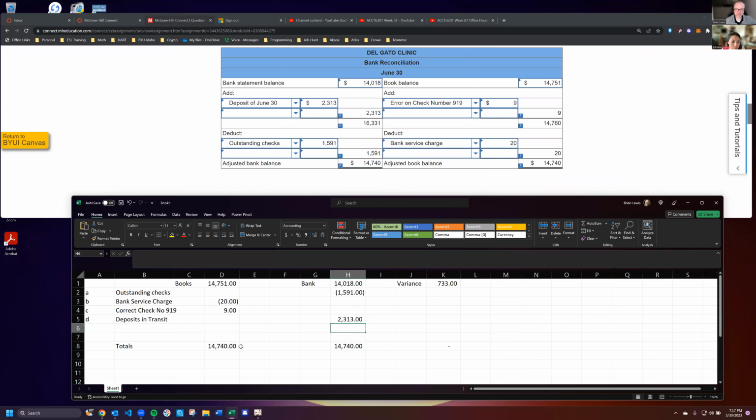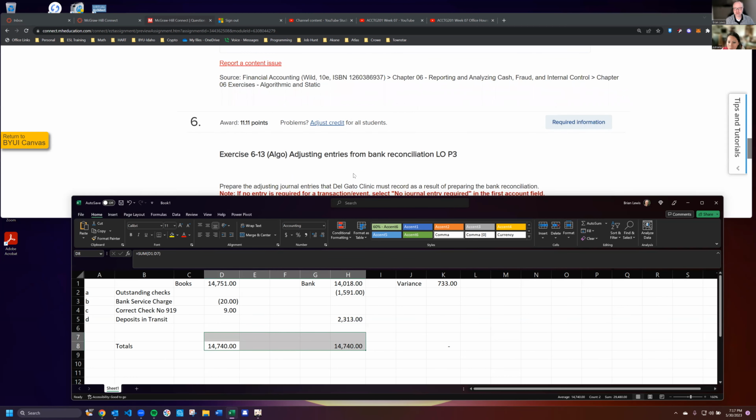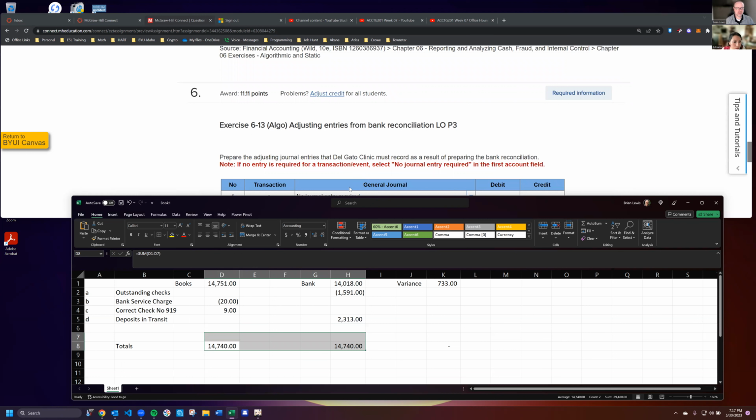So now we balance. So now, more than likely, in this problem, they're going to ask you to do the journal entries, right? Adjusting journal entries. Now these just follow what you see. All you're going to do, you're going to ignore the bank side because you don't have to make a journal entry to the bank. That's not what you're trying to do. You're only going to make journal entries to the books. So what you would do then, okay, you have, let's say, a date, an account, you have a debit, and you have a credit, okay?